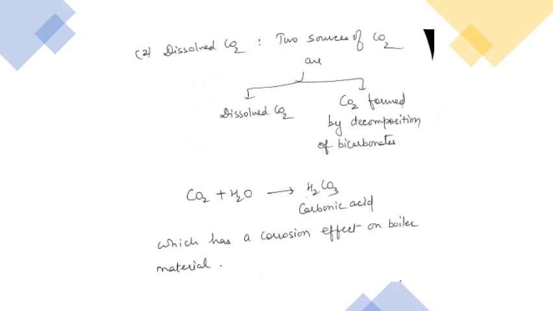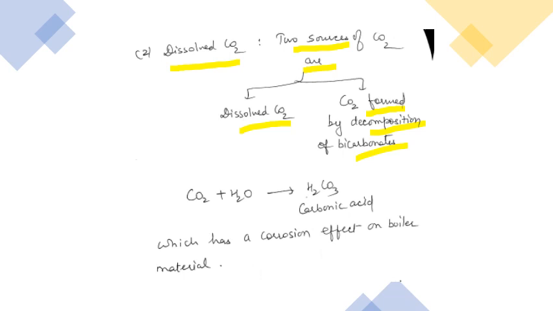Now we see the next cause, that is dissolved carbon dioxide. Actually the water contains dissolved oxygen as well as dissolved carbon dioxide, which is responsible for the survival of the aquatic animals. So we can say there are two sources for the carbon dioxide. One is the dissolved form, the other one is coming from the salts. The CO2 is formed by the decomposition of the bicarbonates, hardness causing salts.